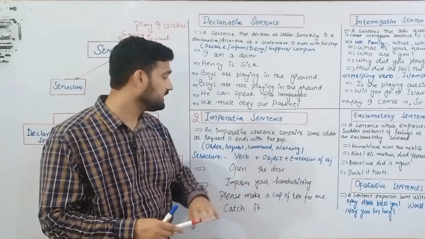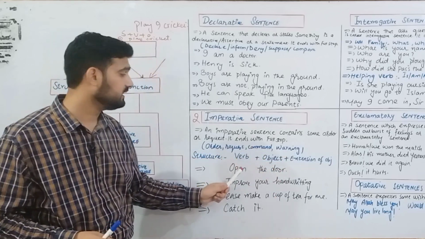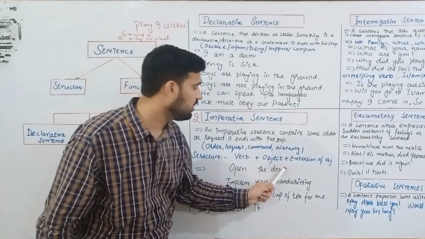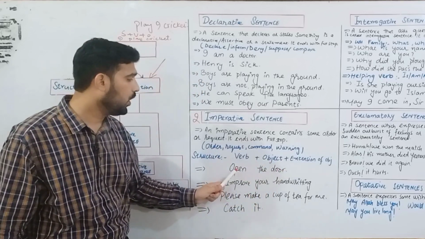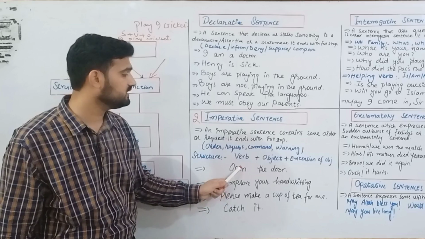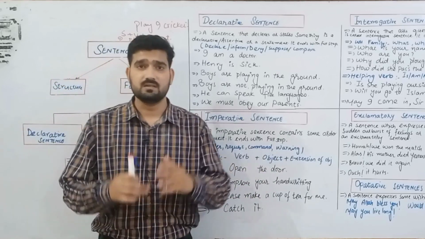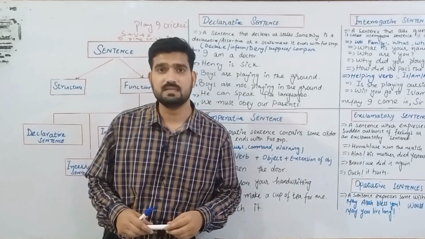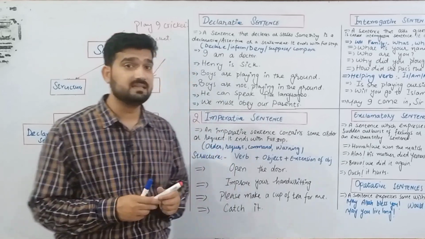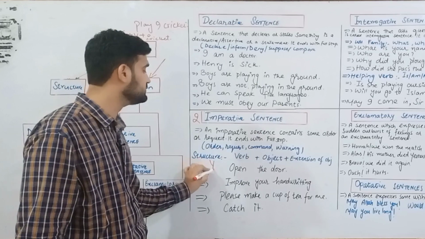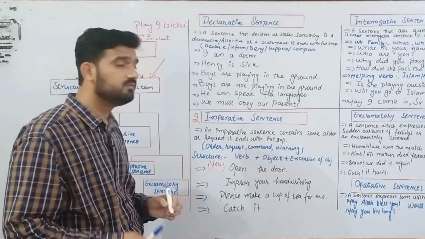Order, request, command. It does not start with the standard structure, but with the verb plus object. Open is a verb. It starts with the verb. Open the door, where the door is the object. But you will ask where the subject is. In this type of sentence, you is always understood.